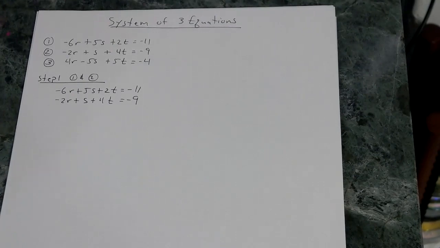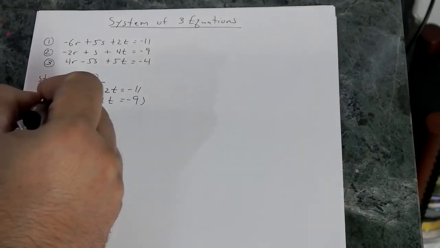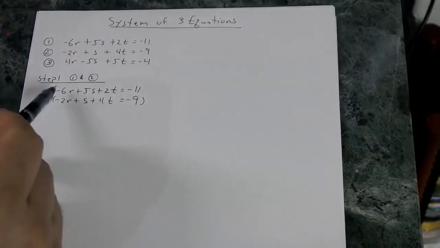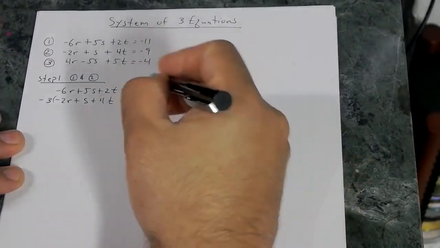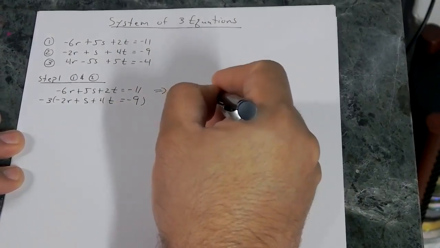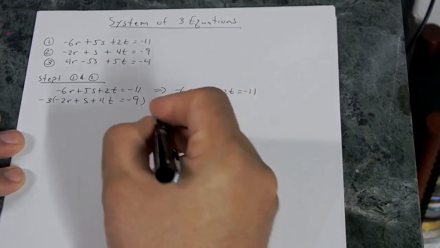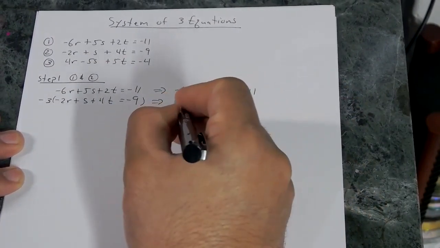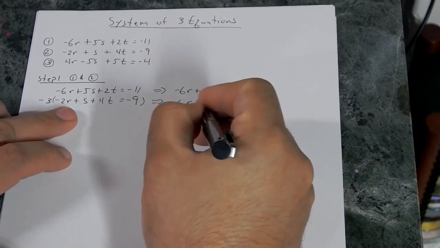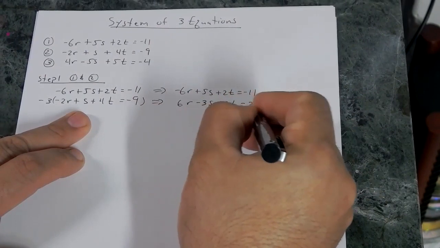So here are my first two equations. I can get rid of, you know what, I'm going to get rid of the r's. I'm just going to multiply the second one by a negative 3. This way I'll have a negative 6 and a positive 6. So equation 1 stayed the same. Equation 2 now becomes 6r minus 3s minus 12t equaling 27.